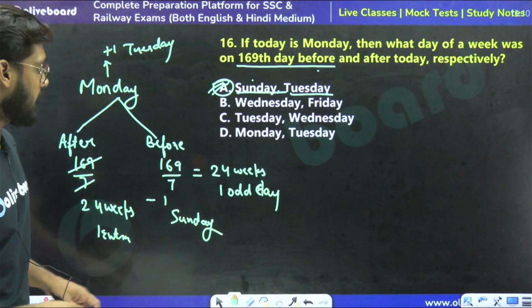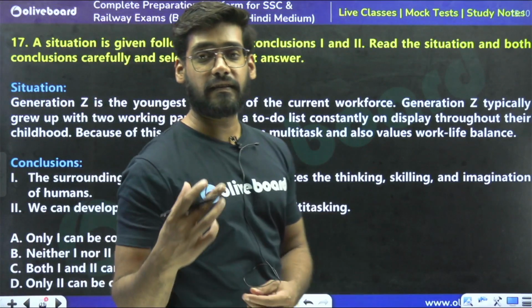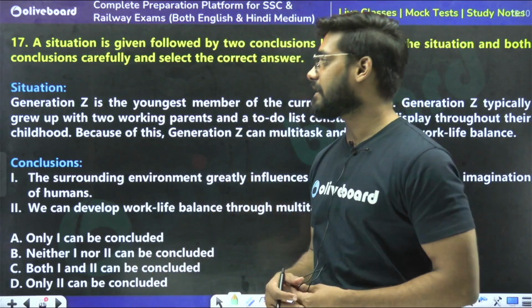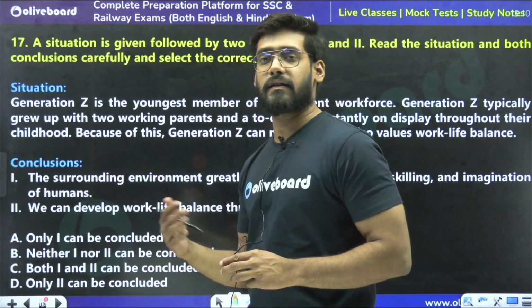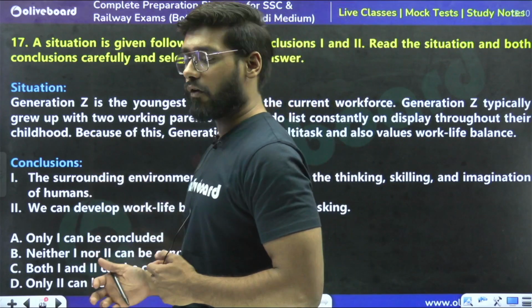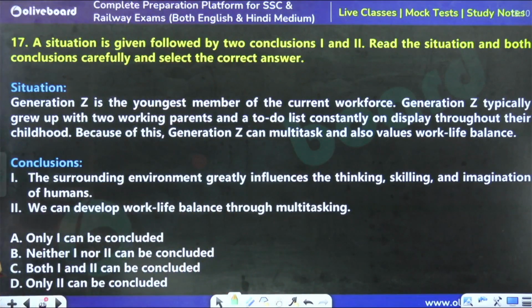Let's move on to the next, 17th question. The 17th question on our screen is from the critical reasoning section. A situation is given, which is like a statement, followed by conclusions. If you want to see the question, you can check it, and if you want to write the answer, then let me know the answer so that we can proceed further.